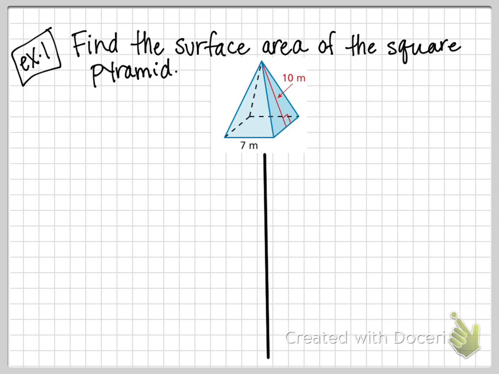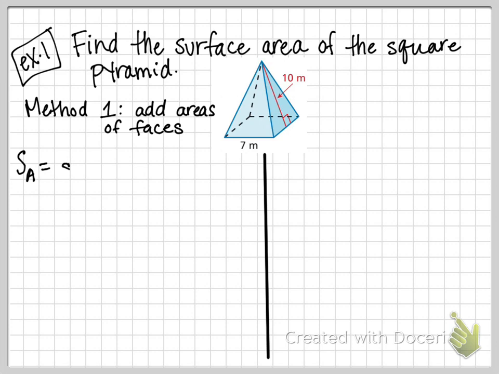All right, let's look at method 1. If we just add the areas of the faces, we know that the base is a square, right? So if we do that, so I'm going to do this: surface area is equal to the area of the square, which is just one side squared, right? A square is side times side.